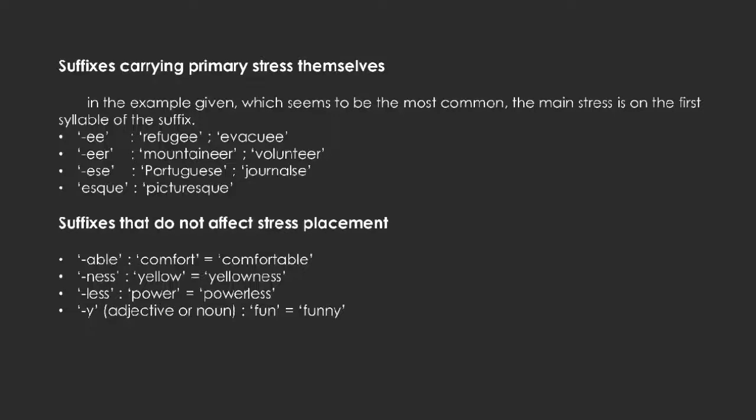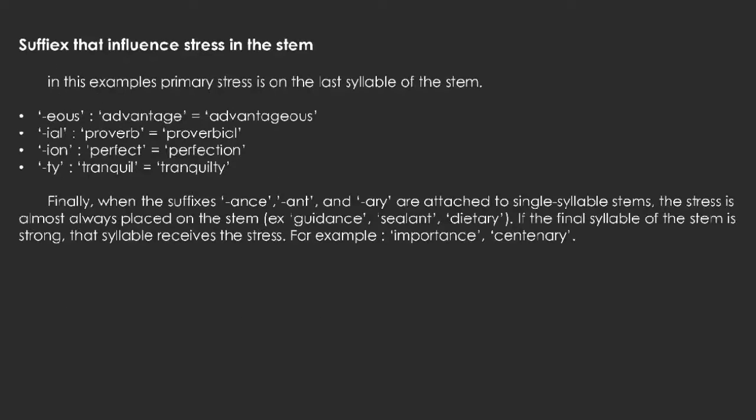Suffixes that influence stress in the stem. In the examples, primary stress is on the last syllable of the stem. EOUS: advantage, advantageous. IAL: proverb, proverbial. ION: perfect, perfection. TY: tranquil, tranquility.